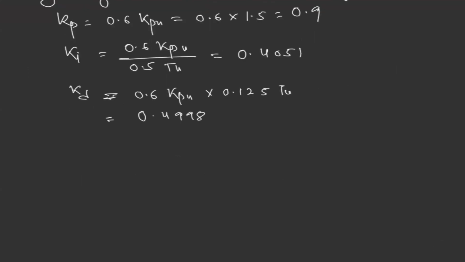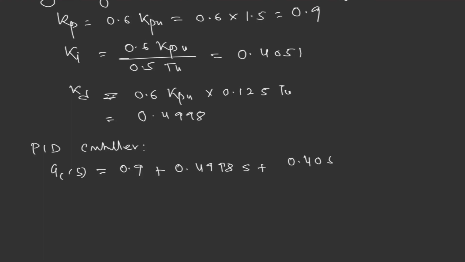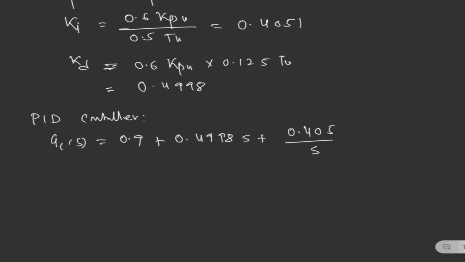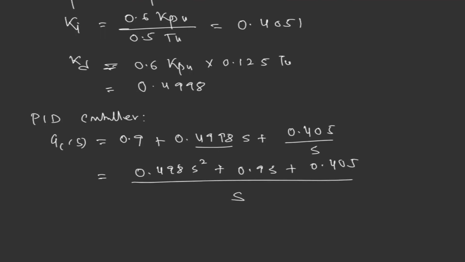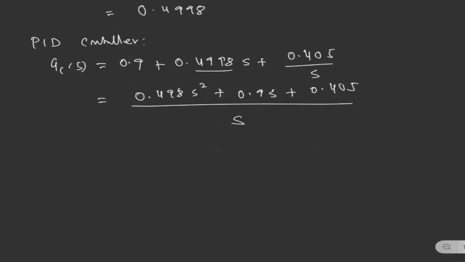Now we can design the PID controller. The expression of the PID controller is Gc(s) equal to 0.9 plus 0.4998 s plus 0.405 divided by s, or we can write it as 0.498 s squared plus 0.9 s plus 0.405, divided by s. So this is our PID controller.